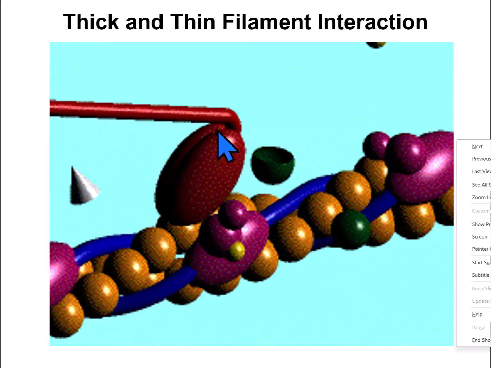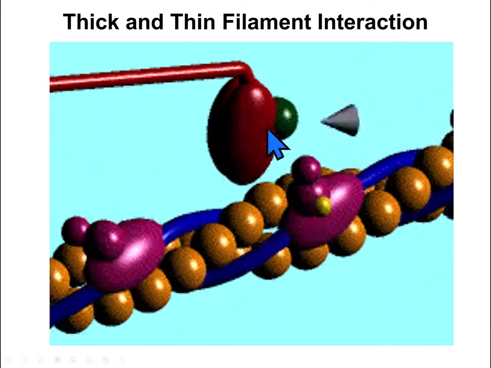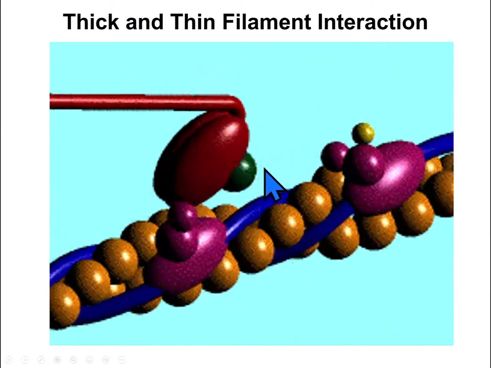Now, it's hard to see that with this diagram here, so I'm going to show you an animation where we see a myosin head interacting with the active site on the thin filament. It's going to bind and power stroke and pull the thin filament over the thick filament. Let's take a look at this. So you see how it's binding and power stroking, pulling the thin filament over the thick filament.